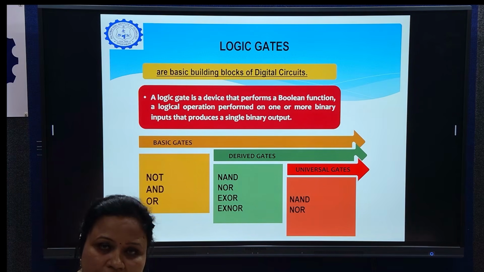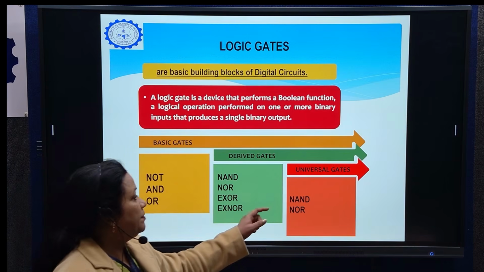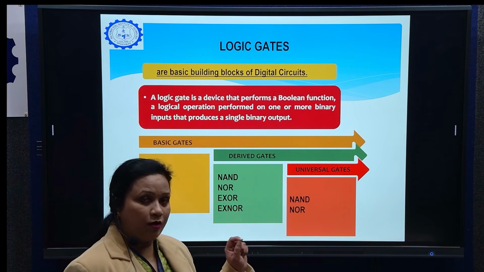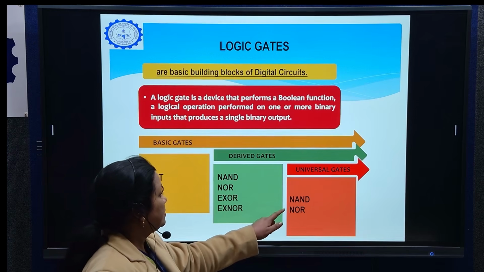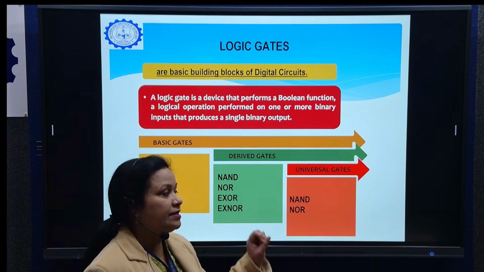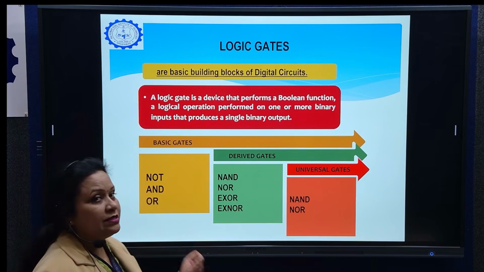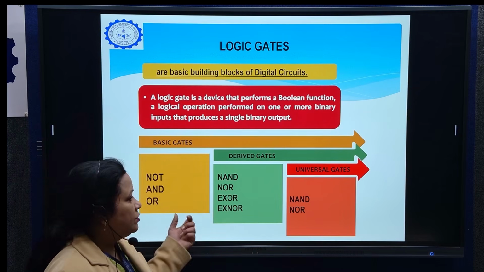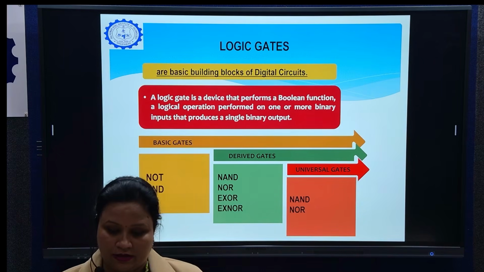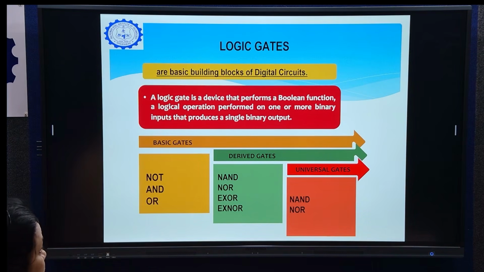Why are they called universal gates? Because we can implement any Boolean function with the help of these two gates, or we can also implement any of the other gates with the help of these gates. For example, we do not have the IC of AND gate, so we can make it using NAND gate, or we can make it using NOR gate. In the coming class, I will explain how it works.